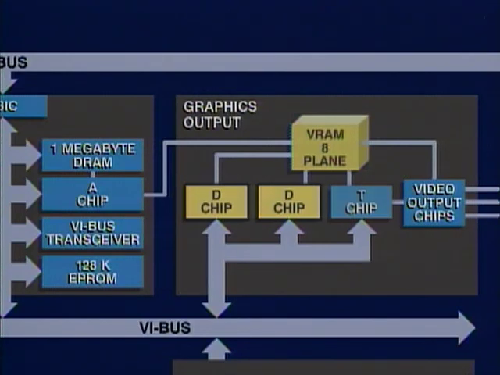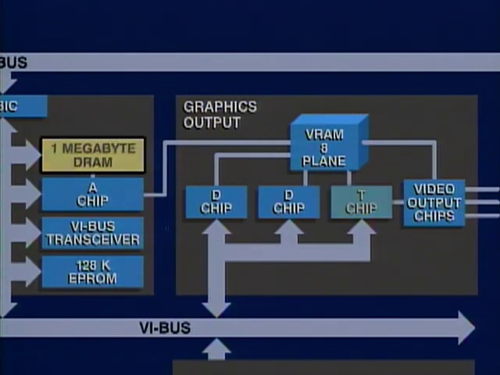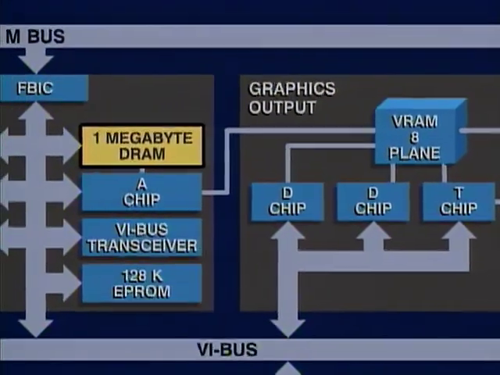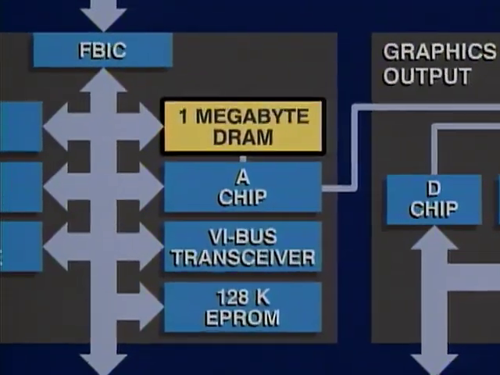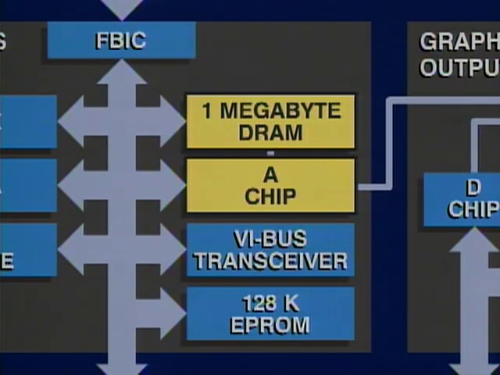The timing chip controls the loading and output of display memory data, the loading of data for the video output chips, and the generation of monitor timing signals. The graphics subsystem supports 1 megabyte of local DRAM. The DRAM controller is implemented by the A chip. All memory control signal and address lines are connected directly to the A chip, and data lines are connected to the VI bus.